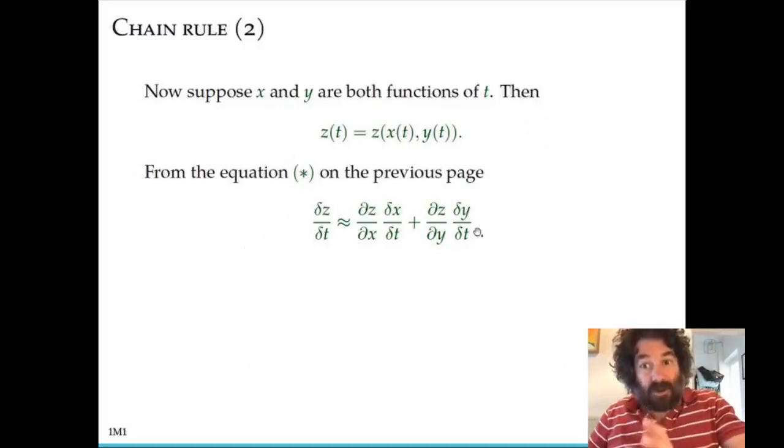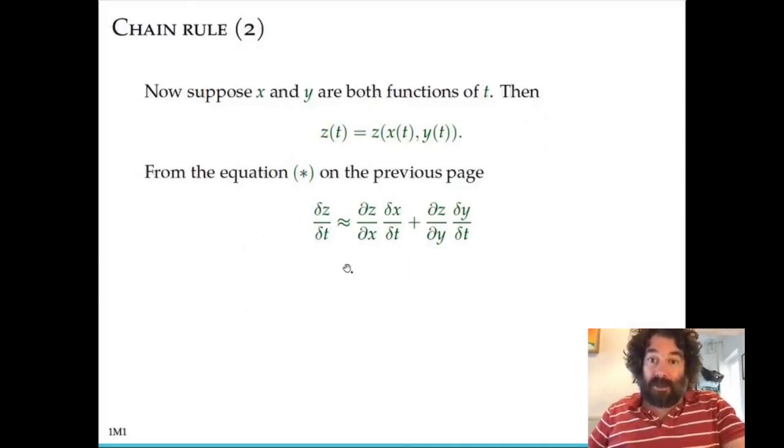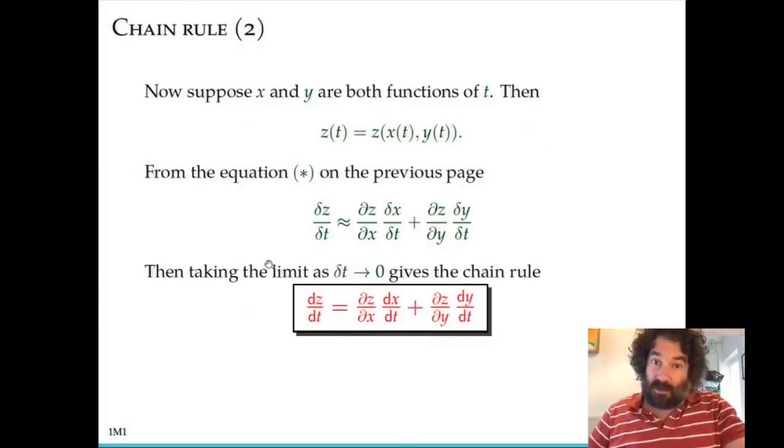And then if you divide by the change in t, you get this approximate formula. And as you let delta t go to 0, this converges to this formula shown here that involves the actual derivatives of x and y with respect to t. And the derivative of z with respect to t is the partial derivative of z with respect to x times the derivative of x with respect to t, plus the same thing with x replaced by y.